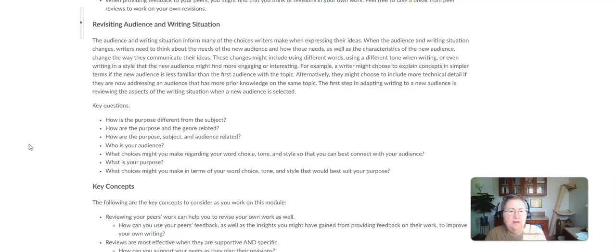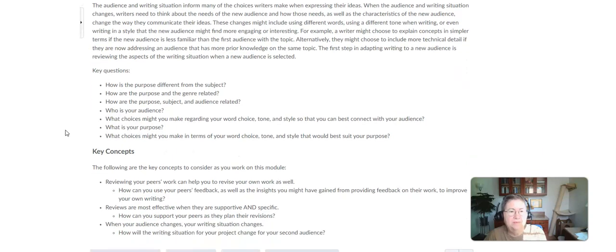In our case, in this discussion, we're going to be focusing on how your writing changes from one audience to another. The most obvious difference is, for instance, if you're trying to communicate with an adult versus a communication with a child. Different language, different tone, different focus, different attention spans, different knowledge of the topics. All those things have to be considered. And so there's a list of key questions here to help you think about the differences between audiences and writing situations.